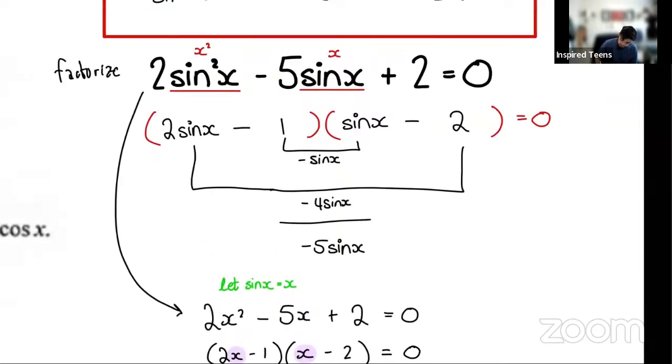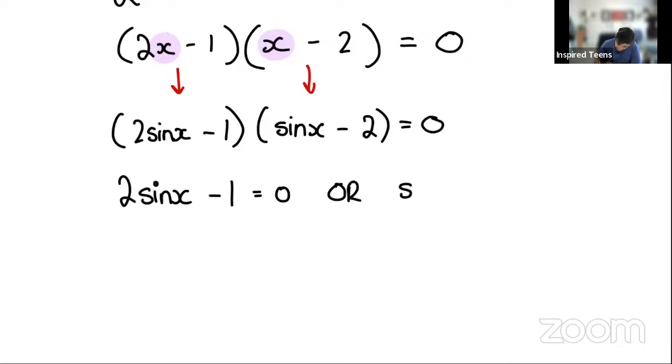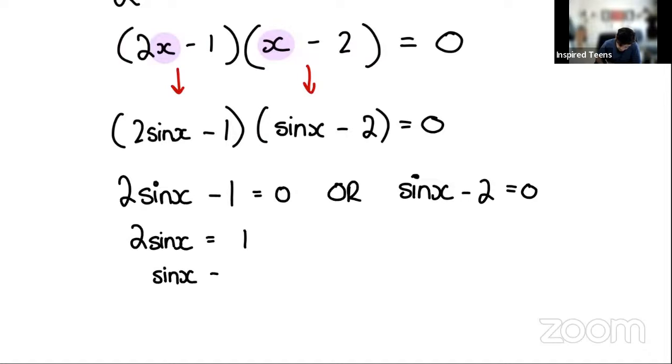So let's solve for it. Here we just factorized it. So let's actually solve for it. Solving for it, you would equate each bracket to 0. So you'd have 2 sine x minus 1 is equal to 0, or sine x minus 2 is equal to 0. Here you want to isolate your variable. So 2 sine x is equal to 1 if you take minus 1 over to the other side, and then divide both sides by 2, you get sine x is equal to 1 over 2.